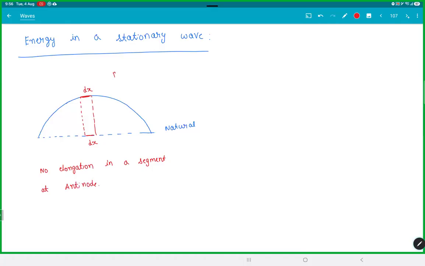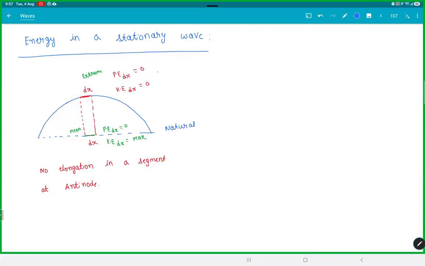That means for an antinode, the potential energy for the segment dx is always zero. The kinetic energy of the segment at dx is also zero because you're at the extreme position. At the mean position, the potential energy is again zero because you're not stretching, but kinetic energy is maximum because you're at the mean position. You can clearly see here.